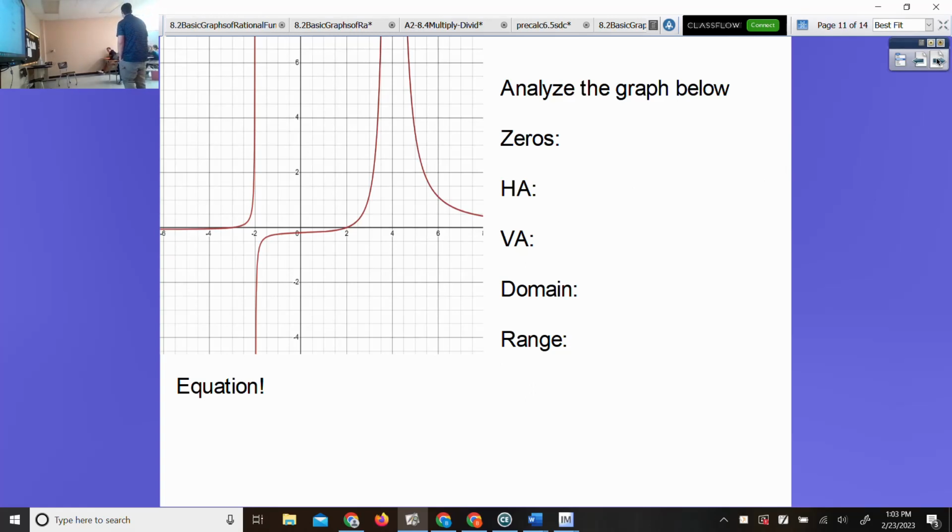All right, analyze this graph. Ultimate goal here is to write an equation. Do you see any zeros? Zeros are where you cross what axis? X-axis. There's going to be one here. There's going to be one right there. What are your two zeros? -3 and 2.